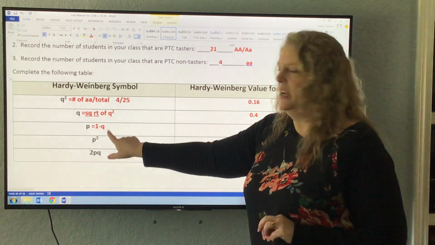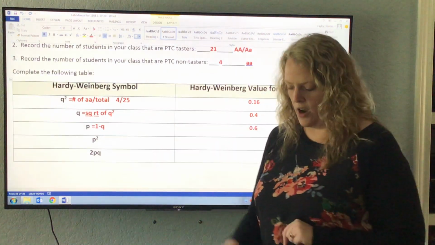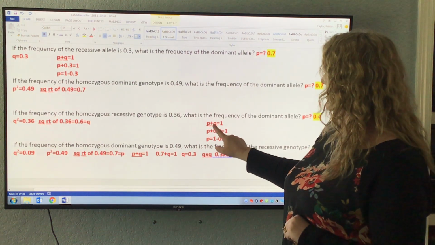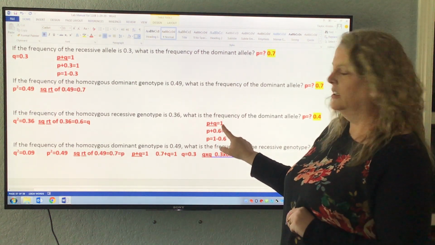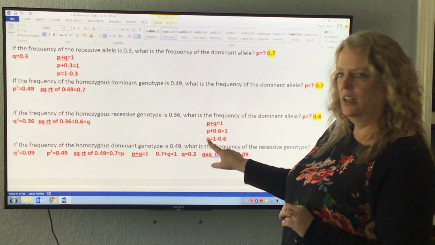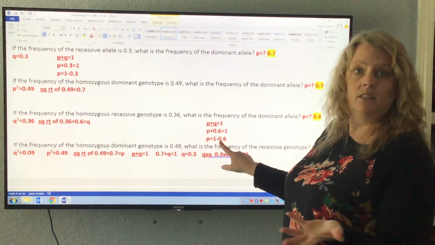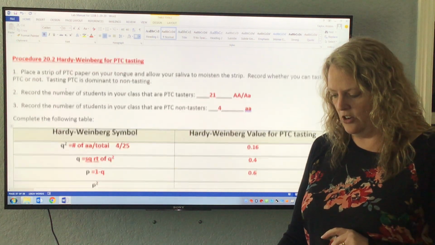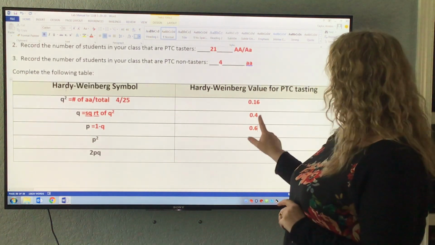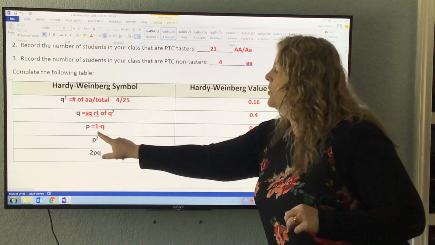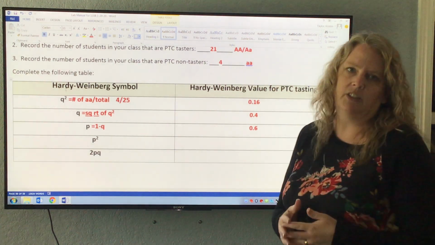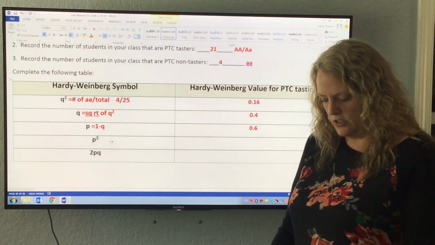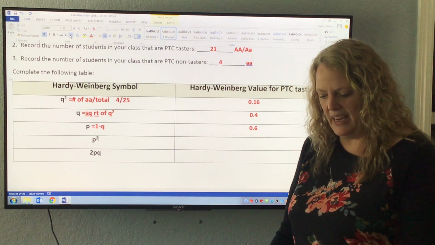And remember, P plus Q has to equal 1. And you go back up here, and P plus Q has to equal 1. To solve for P, it would be 1 minus whatever your Q value is, okay? So down here, our Q value is 0.4. And so 1 minus 0.4, and you get 0.6.